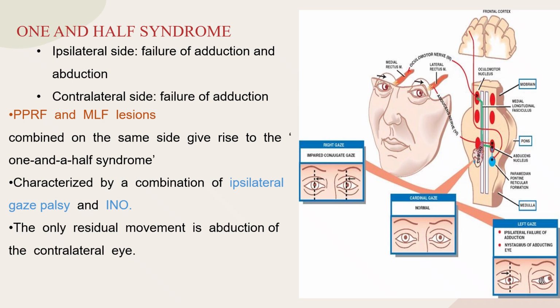What is one-and-a-half syndrome? In one-and-a-half syndrome, there is a lesion of the PPRF and MLF both: the PPRF of one side and the MLF of the other side combined on the same side give rise to one-and-a-half syndrome, characterized by a combination of ipsilateral gaze palsy and internuclear ophthalmoplegia. The only residual movement left is abduction of the contralateral eye.